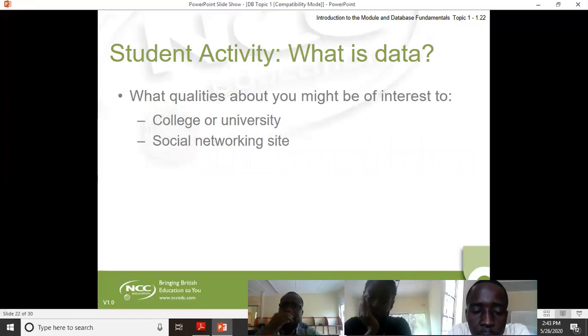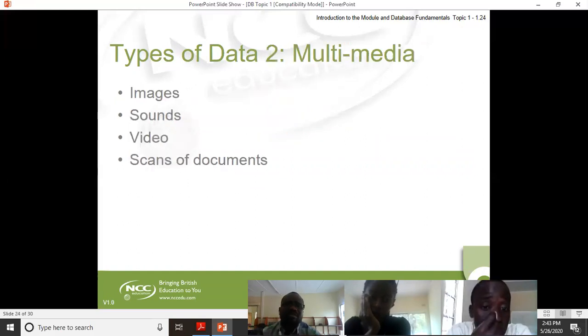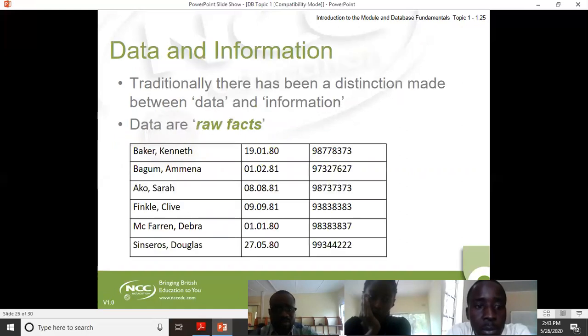Student activity: what is data? Data is something that is not yet processed, isn't it? It's raw. Data is raw. So what qualities about you might be of interest to a college or university? Social networking site, one of them. Then types of data: traditional text such as names, addresses; numbers such as how many children; dates such as date of birth. We also have image, sound, videos, and scans of documents.